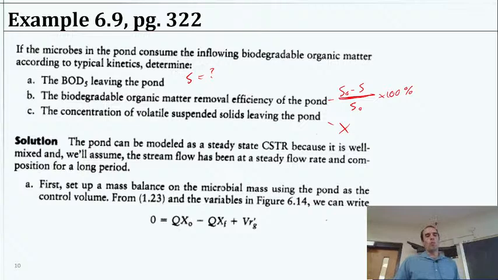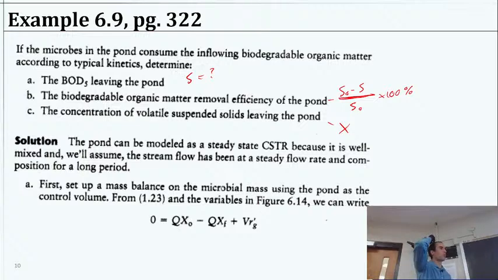Part A says, first set up the mass balance on the microbial mass using the pond as a control volume and variables in figure 6.14. So given that, we can write for a mass balance, we're doing a mass balance on microbial mass. So 0 equals Qx naught minus Qxf plus V times the net growth rate equation there.